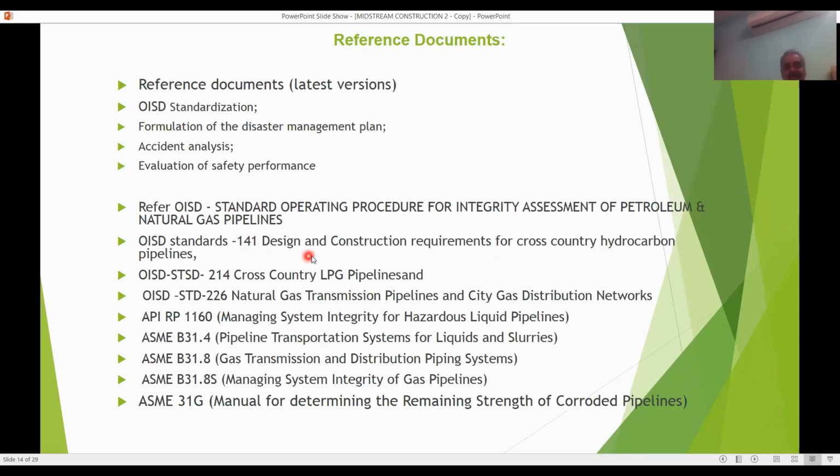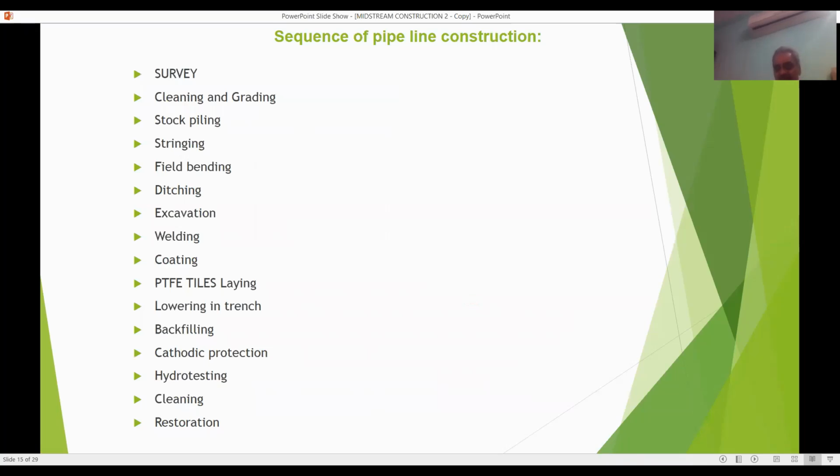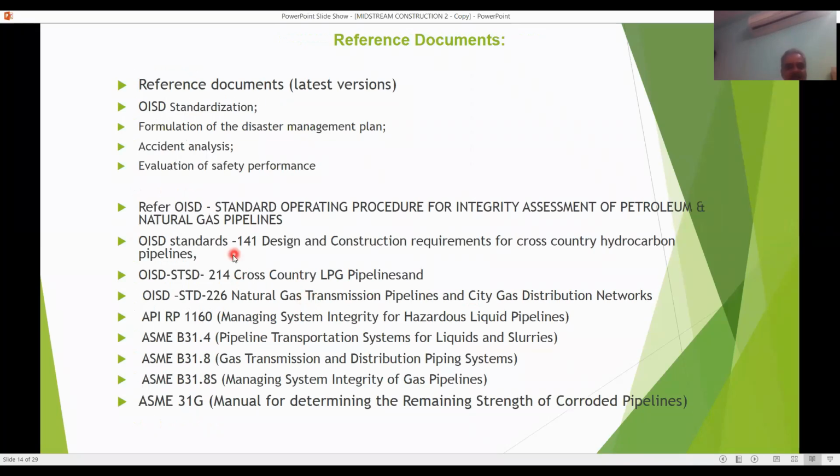Design and construction requirements for cross-country hydrocarbon pipelines. This is very clear. Then OISD Standard 214, cross-country LPG pipelines, and OISD 216 for natural gas transmission pipelines and city gas distribution networks. This job is being carried out at present. Many companies are there, a Gujarat company, GPCL and HPCL, many companies are doing the job.